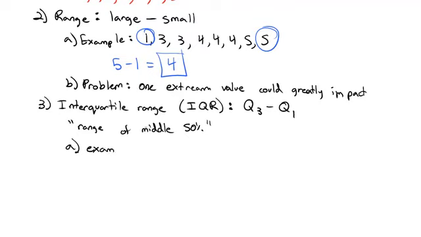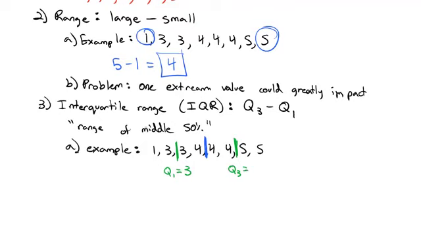So for example, with our data of 1, 3, 3, 4, 4, 4, 5, we already said the median was between 4 and 4. The first quartile, then, Q1, is between 3 and 3, which is just 3. And the third quartile, Q3, is between 4 and 5, which is 4.5.